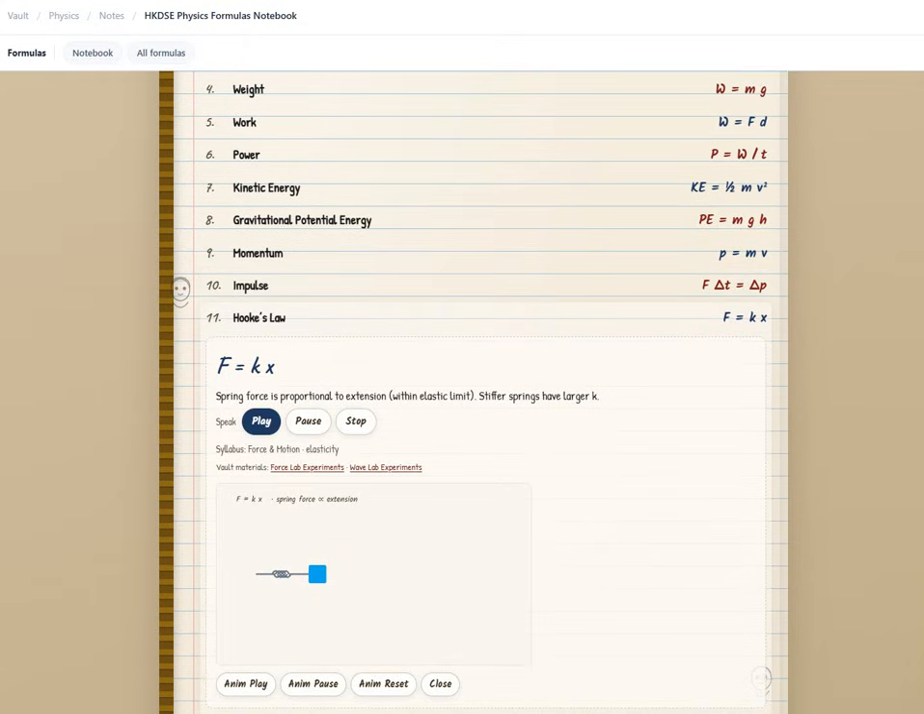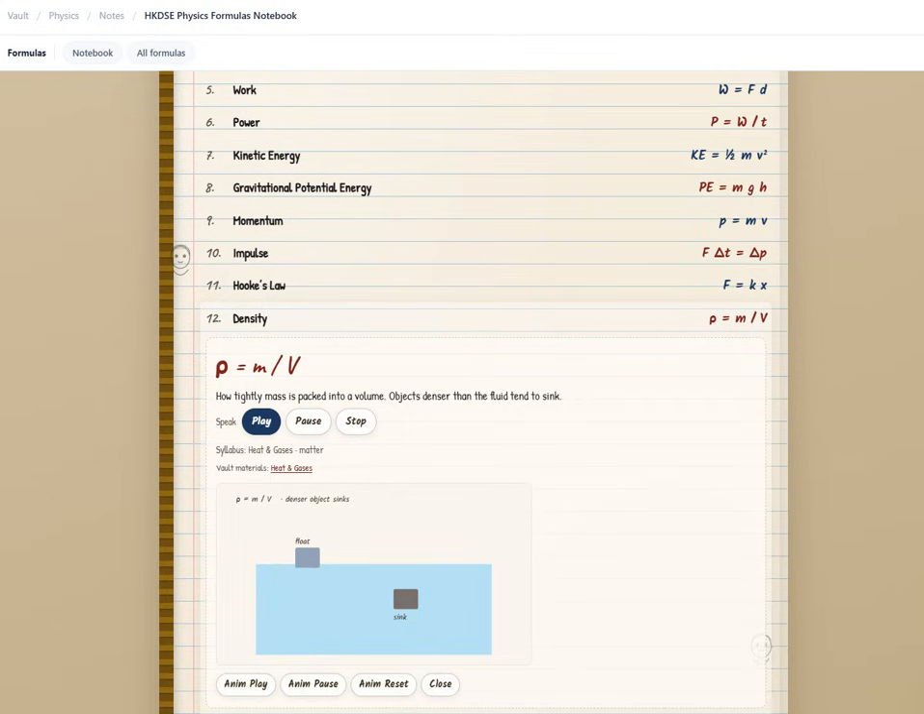Hooke's law, F equals kx. Spring force is proportional to extension, within the elastic limit. Stiffer springs have larger k. The spring stretches. Force is proportional to extension.